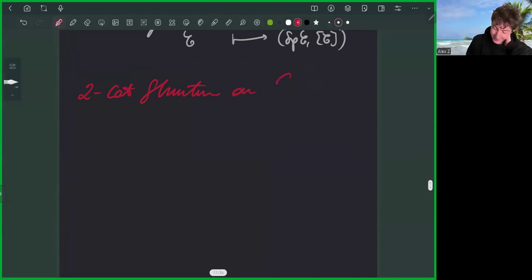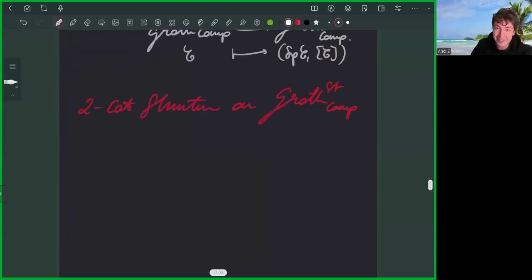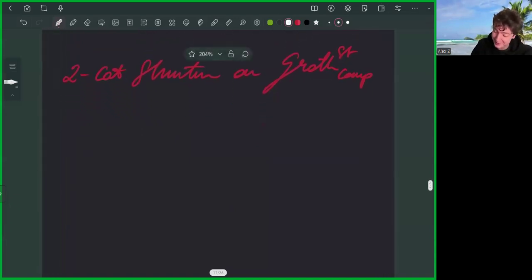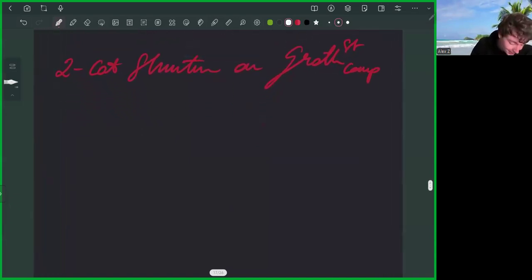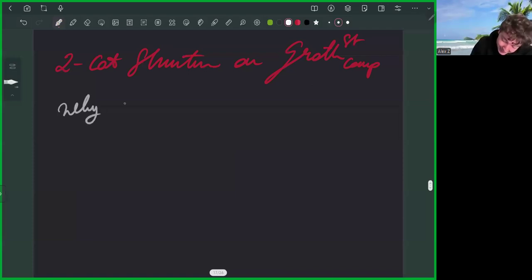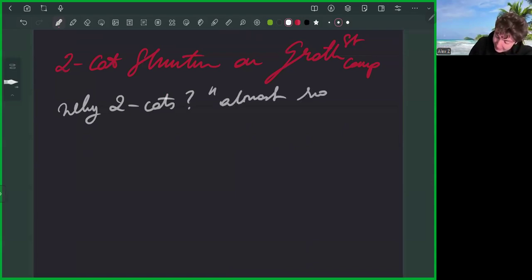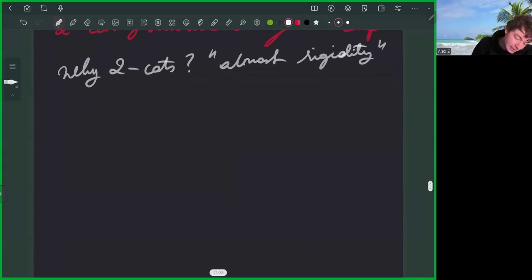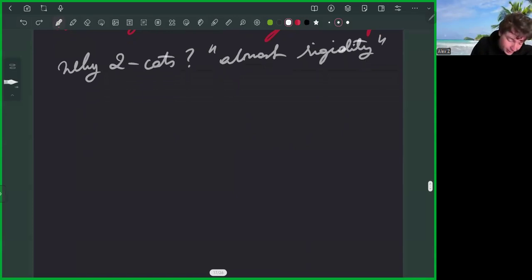Okay, so two categorical structure on this graph. We now constructed this graph ST comp, and we want to have this as a two category. And Gustav said he now likes two categories very much, so I will indulge him and give him a two category. So first of all, why two categories? We will see this in the next talk, but we need it for something called almost rigidity. I'll leave it at that, but that will come next talk.